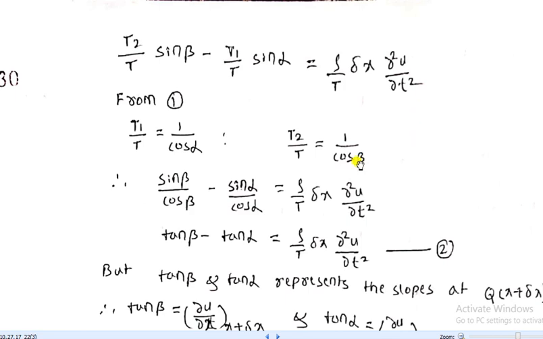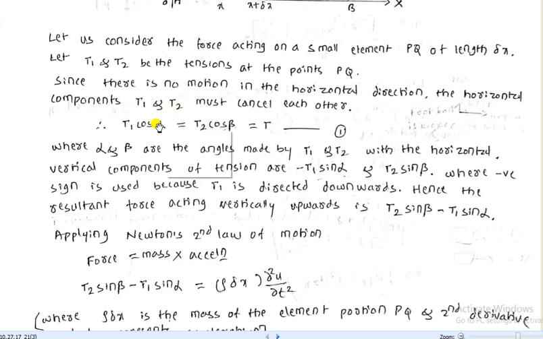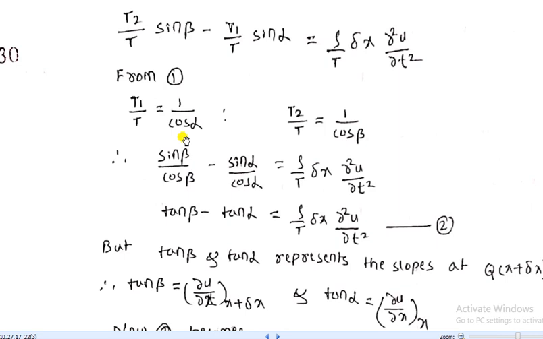Now from equation number 1, T1 cos alpha equals capital T, or T1 by T is equal to 1 divided by cos alpha. Similarly, T2 cos beta equals T, so T2 by T is 1 divided by cos beta. So using 1 by cos alpha and 1 by cos beta for T1 by T and T2 by T, we use these results in the above equation.